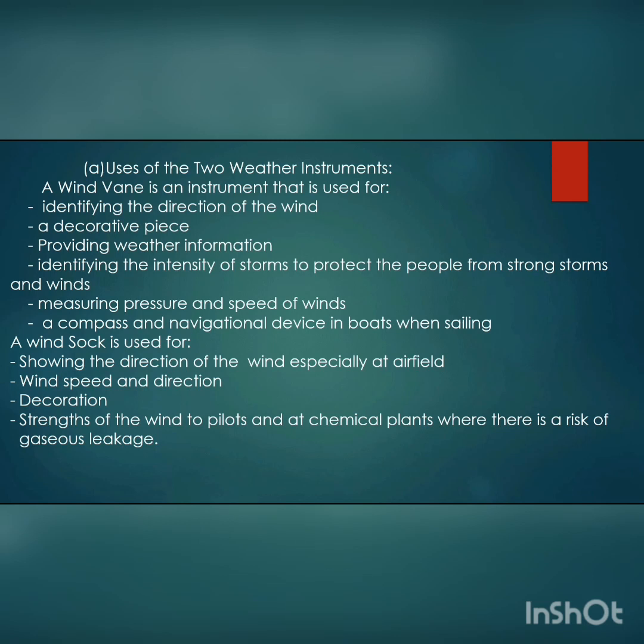A windsock is used for showing the direction of the wind, especially at airfields. It's also used for showing the wind speed and direction. It's also used for decoration. It's also used to show the strength of the winds for pilots and at chemical plants where there is a risk of gaseous leakage.